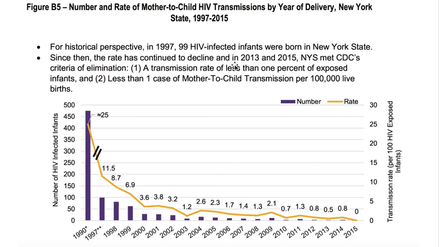There has been a marked decline, and in 2013 and 2015, New York State met the CDC criteria for elimination, that there was less than 1% of the exposed infants, or less than 1 case of mother-to-child transmission for 100,000 live births. And this is a staggering success of this prophylactic regimen.